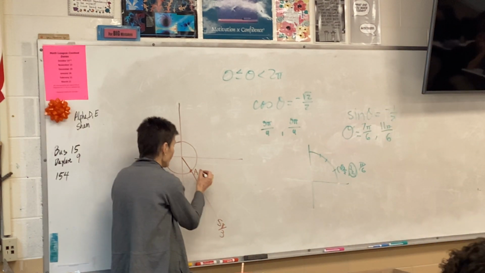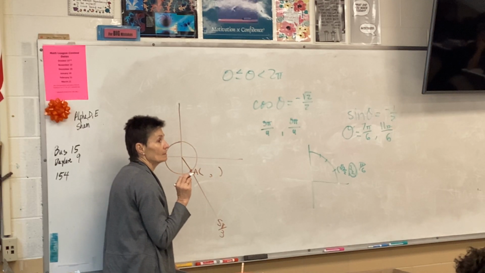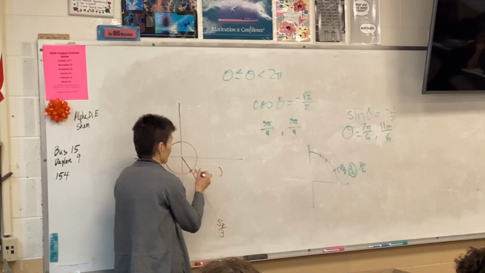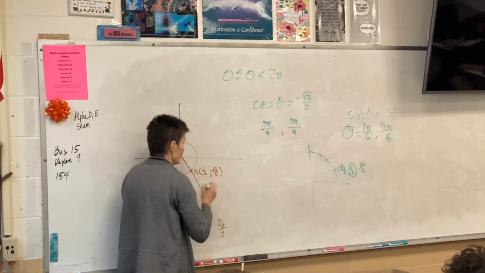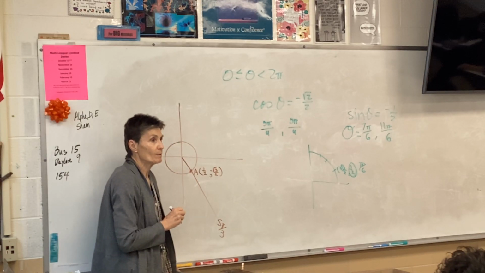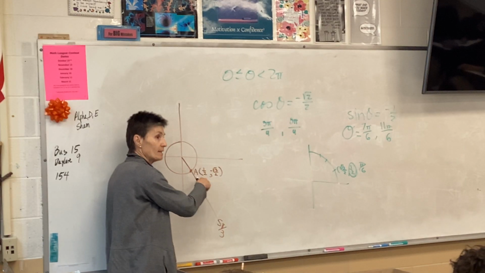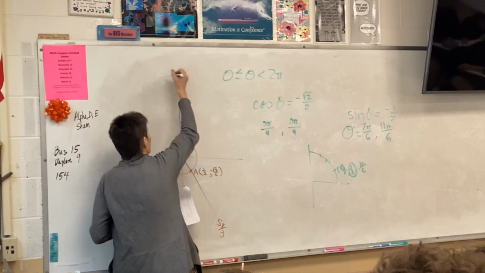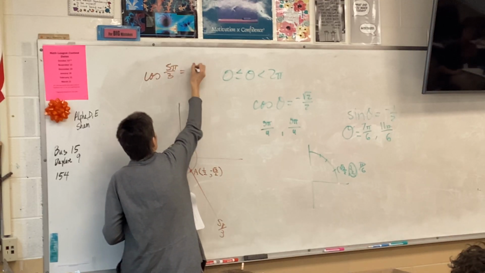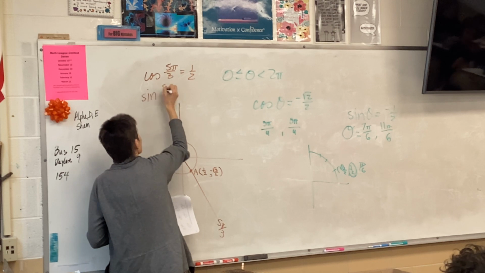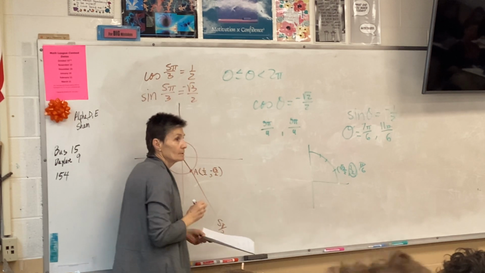At 5 pi over 3, what are my x and y on the unit circle? 1/2, negative root 3 over 2. Is everybody okay with that? So the coordinates at point A are right there. That means that the cosine of 5 pi over 3 is 1/2, and the sine of 5 pi over 3 is negative root 3 over 2.